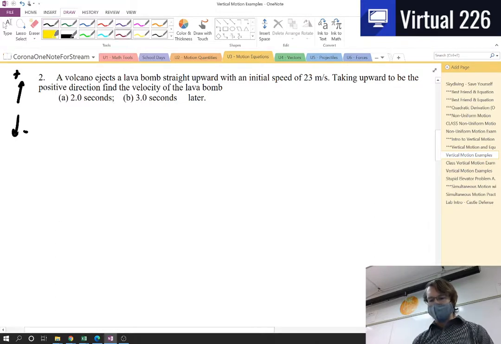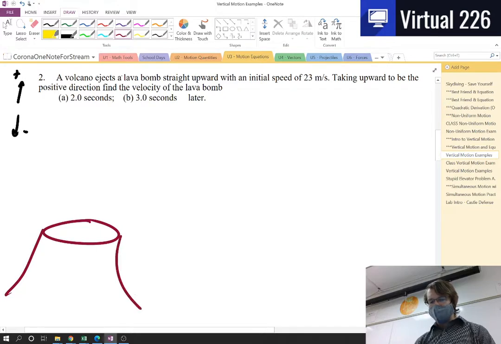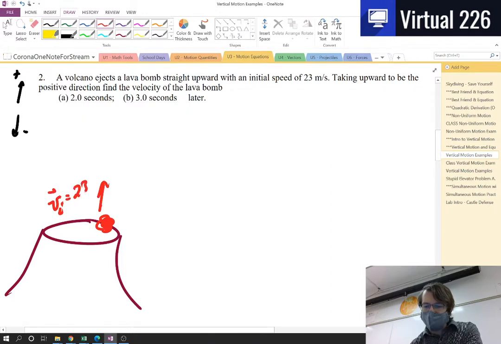So let's draw ourselves a little picture, make Grandpappy Bots proud. Here's a volcano, poorly drawn by yours truly. Here's a lava bomb. And if we just doodle some stuff in here, what do we know? We know initially it has an initial velocity of a positive 23 meters per second. And we know a time for part A is 2 seconds, and part B it'll be 3 seconds. We are looking for the final velocity here. So we're looking for what is VF.